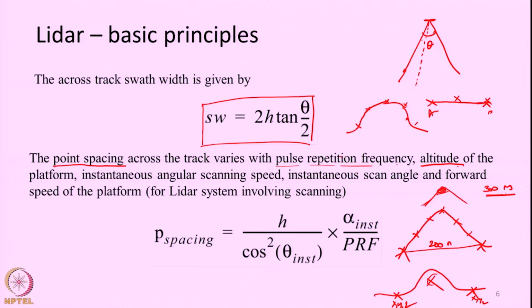All these things are going to affect our point density. For an airborne system, the point spacing is given by the altitude of the platform, cos squared theta, alpha instant, where alpha instant is the instantaneous angular scanning speed, and PRF is the point repetition frequency or pulse repetition frequency. This is one of the important parameters that determines where our points are spaced, so it is important to know.